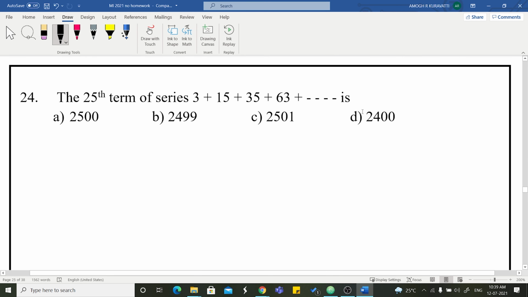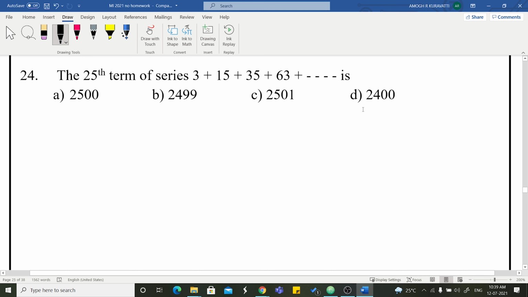The 25th term of the series is 3 plus 15 plus 35 plus 63 and so on. Now check it. Is the given data in arithmetic progression? Look, is 3, 15, 35, 63 in AP? No, this is the given data.